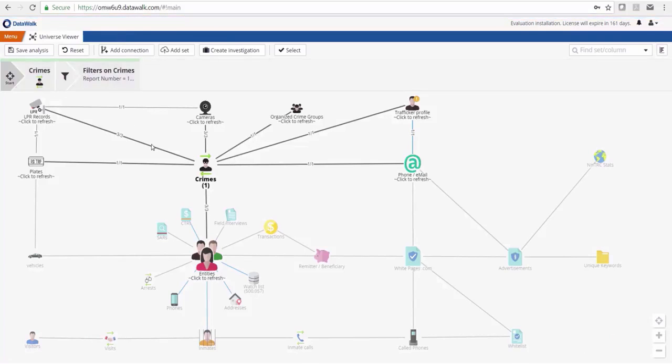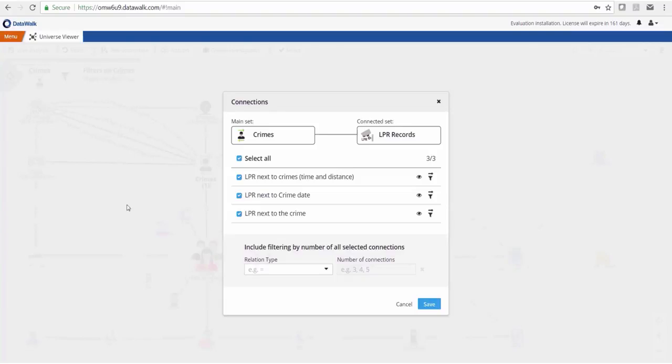Now, this crimes data set is connected with the LPR records through actually 3 connections, and we can take a look at those connections. One corresponds to LPR reads that happened in the proximity of the crime, plus or minus 200 meters. Another is LPR reads that happened plus or minus 15 minutes of the time of the crime. And then in DataWalk, we can merge these and then analyze those connections, even with lots of data.